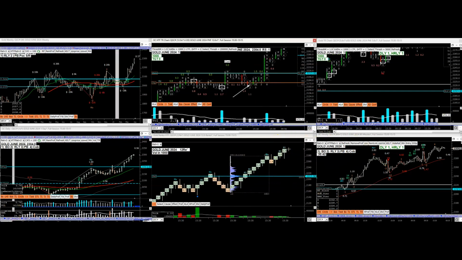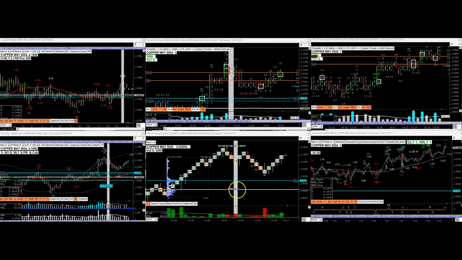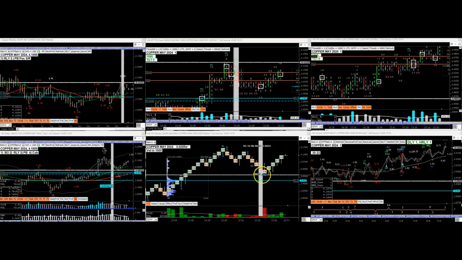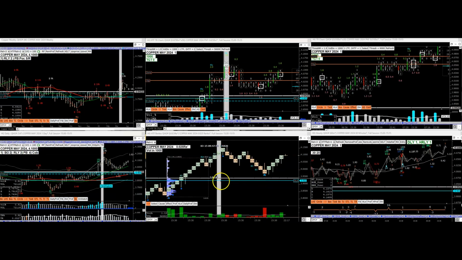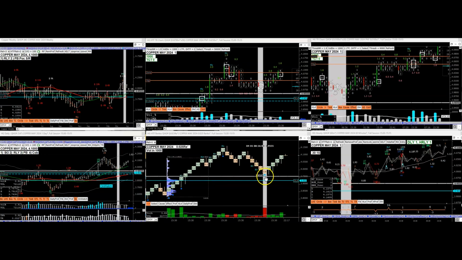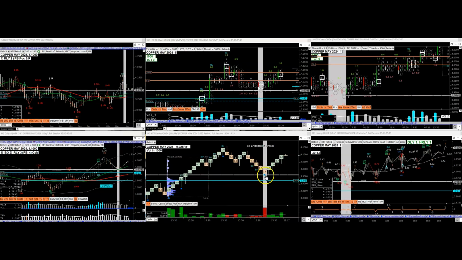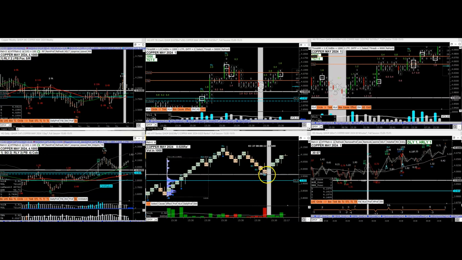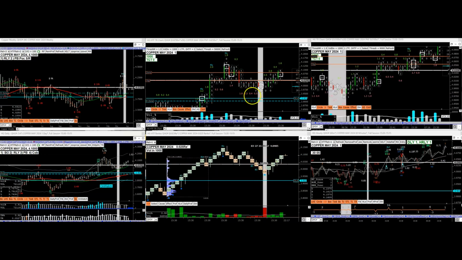I also want to take a look at copper. So copper, the initial pullback, it was a pullback. It didn't go to the level that I was expecting it to. It almost went. If it went one or two bricks lower, then yeah, it would have been good, but it didn't, and basically just reversed. Nothing more to say.